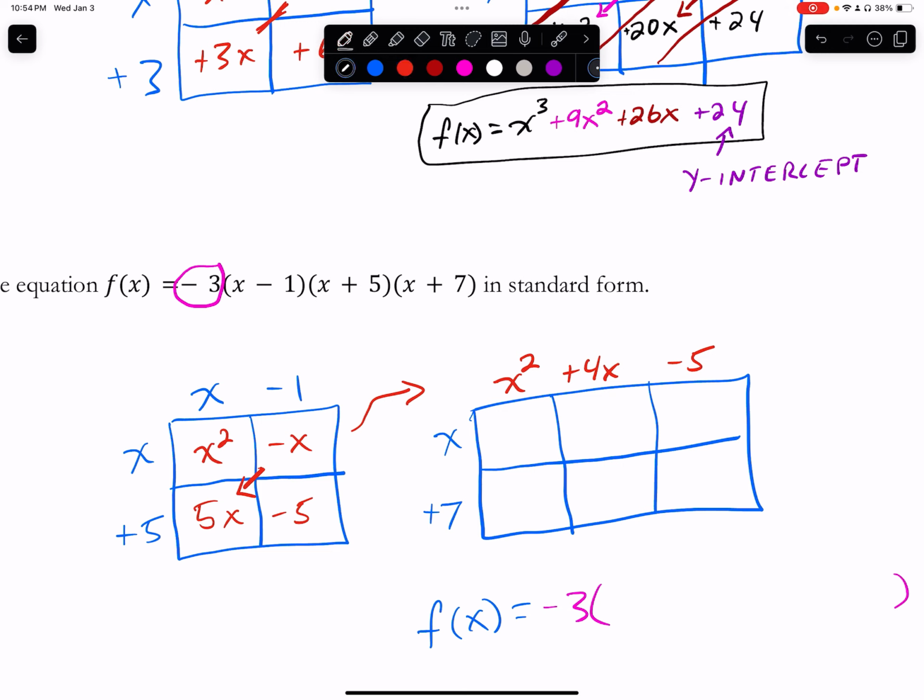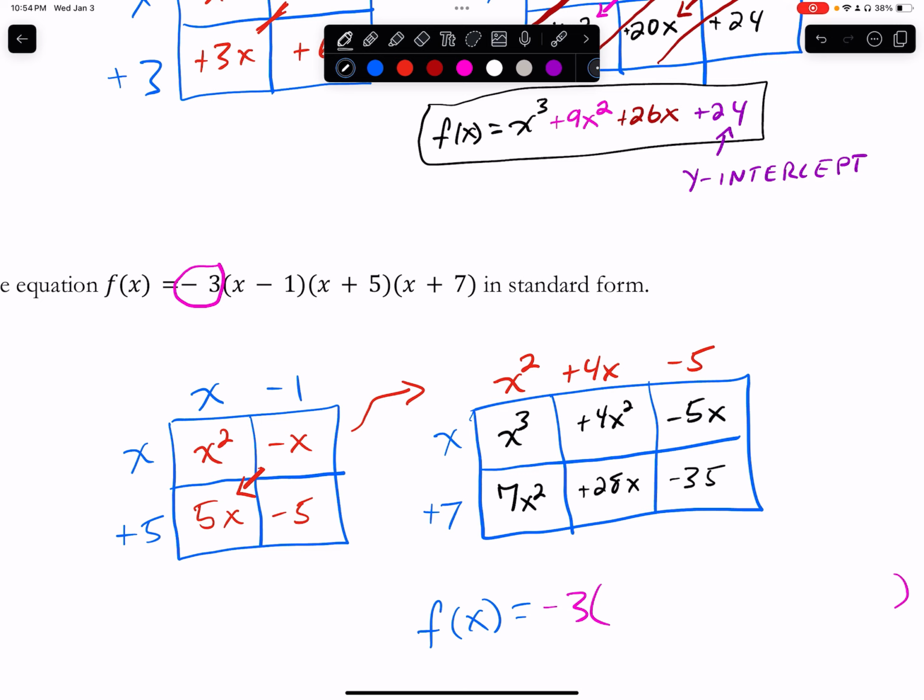And now I'm just going to fill in here, right? So x squared times x is x to the third. And then I've got 4x times x is plus 4x squared. And then x times -5 is -5x. Notice how we are in descending order, right? X to the third, x squared, and then technically x to the first. Now I'll fill out the bottom row, and then we're going to get 7x squared, and then 7 times 4x is plus 28x, and then 7 times 5 is -35.